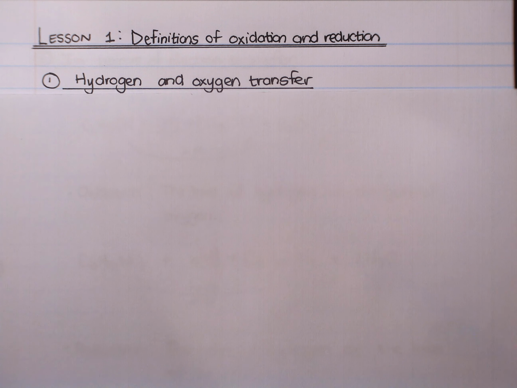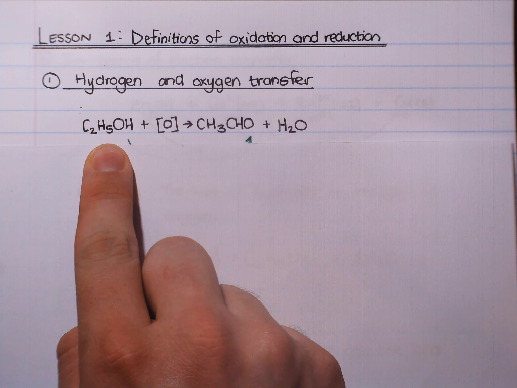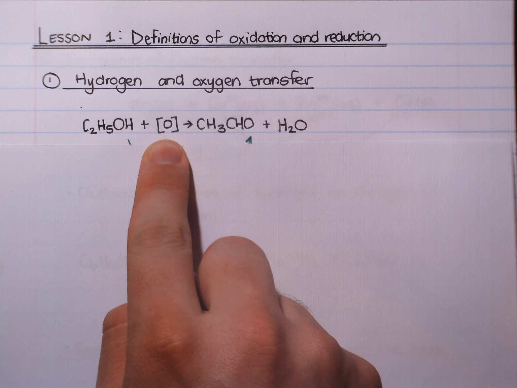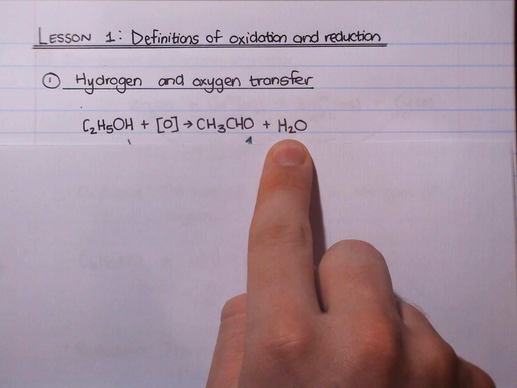This is lesson 1 of topic 9, redox processes, and we will be looking at the definitions of oxidation and reduction. There's 3 ways in which we can define oxidation and reduction, and the first one is in terms of hydrogen and oxygen transfer. If we observe this reaction, we will see that ethanol reacts with an oxygen atom to produce an ethanal molecule and water.